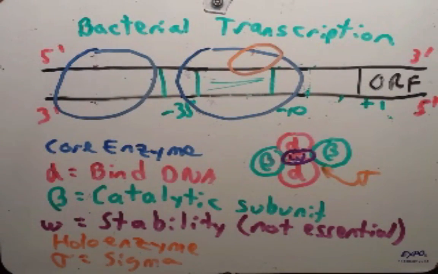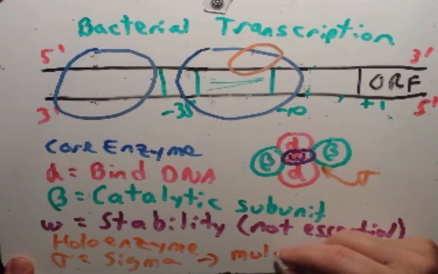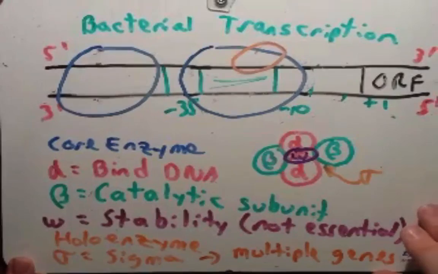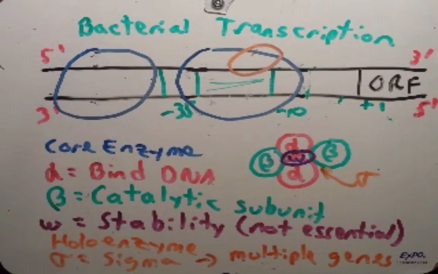Now, a typical bacterial cell will have single genes for the beta and the alpha and the omega subunits. But for the sigma subunit, there are multiple sigma subunits, so multiple genes for sigma. The reason for that is that there needs to be some way that this enzyme knows which genes to turn on, so this adds to the regulation. Some sigma subunits are specific to certain genes. So this just adds to the ability of the cell to regulate which genes are going to be turned on or kept off.